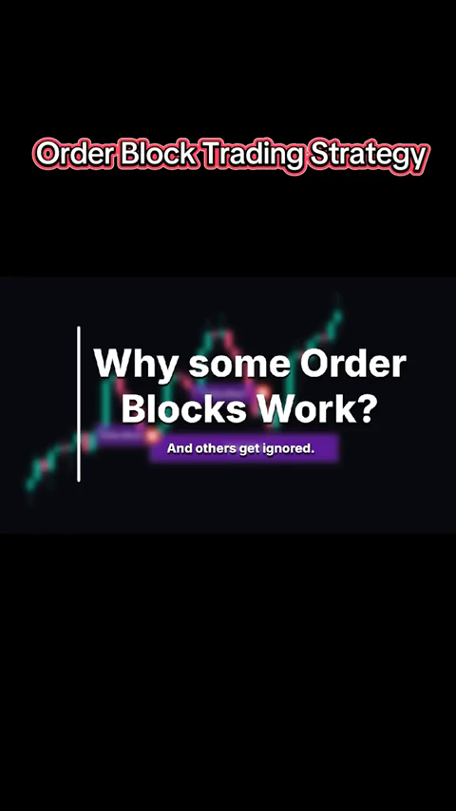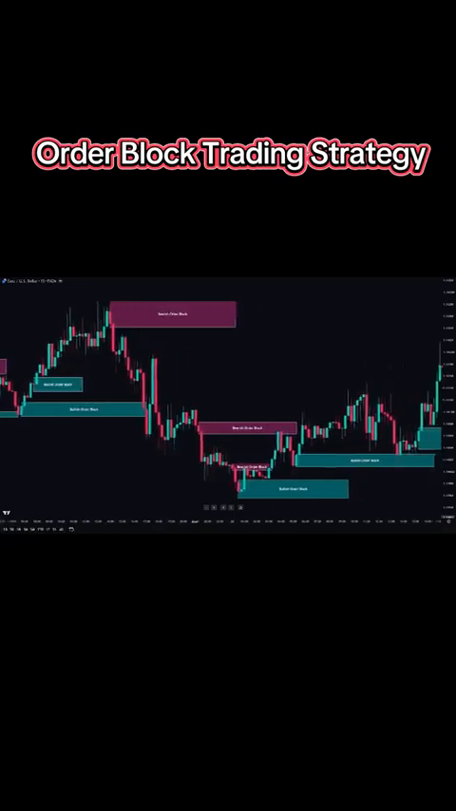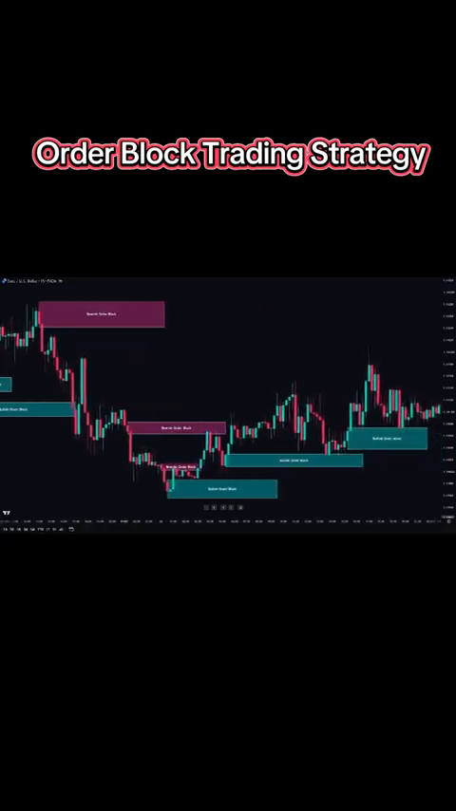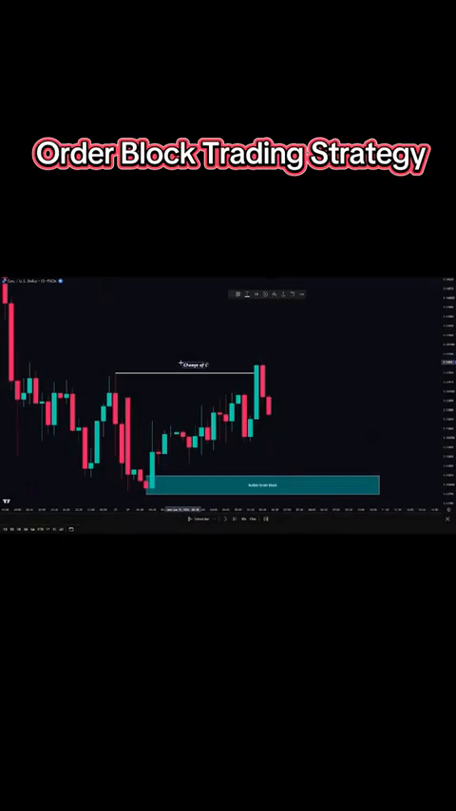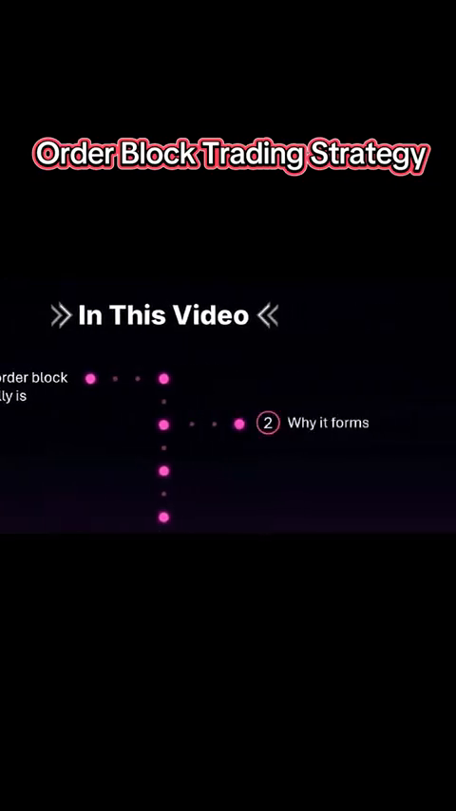To answer that question, we backtested more than 100 order blocks to discover what separates high-quality order blocks from low-quality ones. We tested multiple rules to see whether they actually improved the win rate and reliability of order blocks and gathered valuable findings.